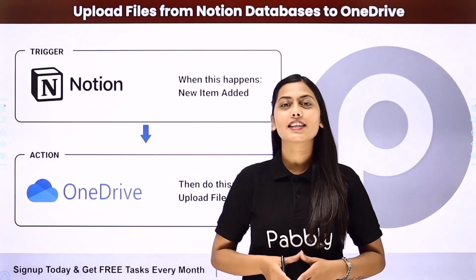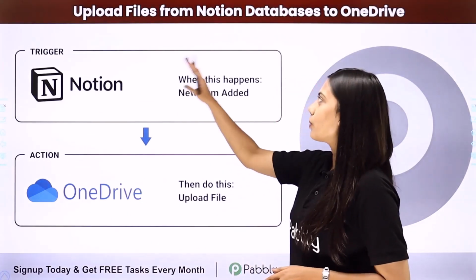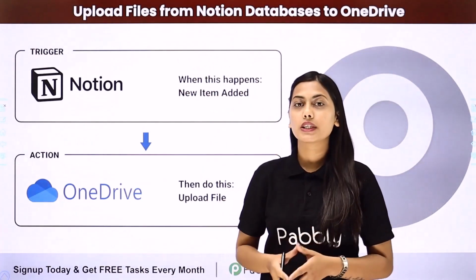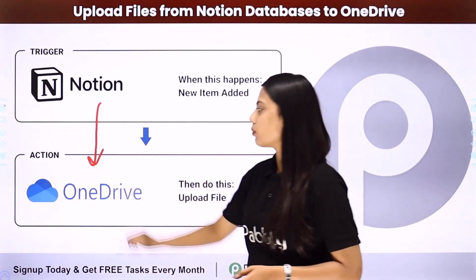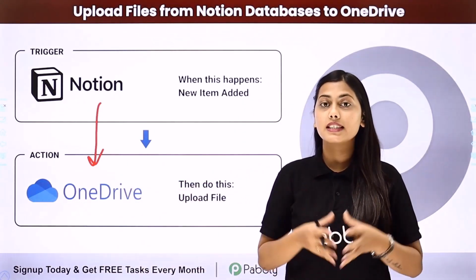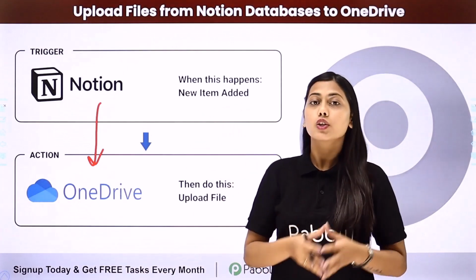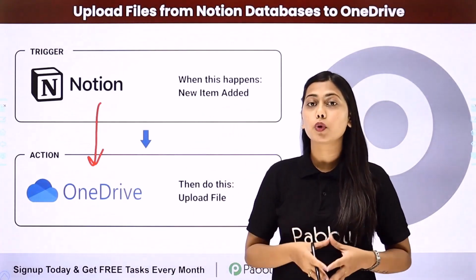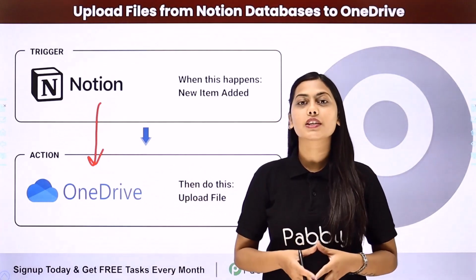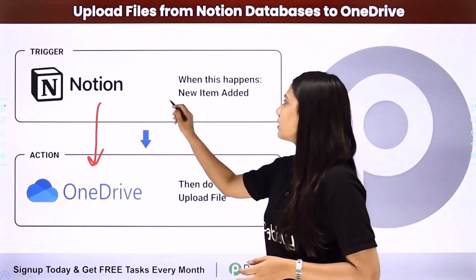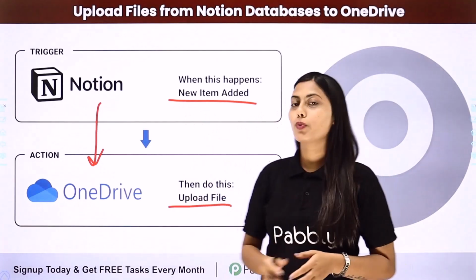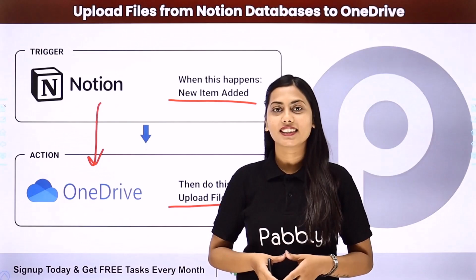Hello everyone, in this video we are going to learn how to upload files from Notion database to OneDrive. So we are going to learn how to integrate these two applications, Notion and OneDrive, in such a way that as soon as you create an item of a person's detail in your database in Notion, the file of the detail will be uploaded on your OneDrive as well. So in this automation that we are going to create using Pabbly Connect, our trigger will be the new item added in Notion, and our action will be to upload file in OneDrive. Let us learn how to do that.